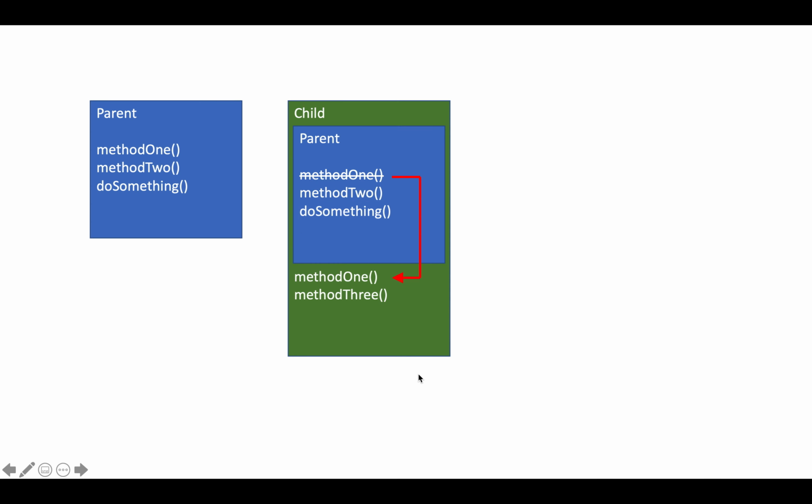So if I go back to my diagram, you'll see that when I have this parent reference, I can only execute the items in this blue box. Method 1 has been overridden, so even though I can only execute these methods, it's still going to call the method 1 that's defined here in child. Method 2, of course, is going to be the same as it is in the parent. Do something is going to be exactly the same as it is in the parent. And if I were to try and call method 3, I would actually get an error, because I am using a reference to parent here. And so let's go ahead and show that.